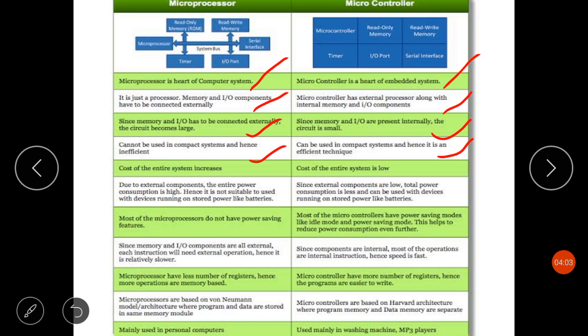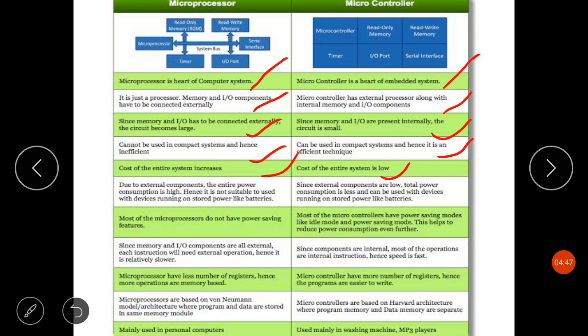Now, as the microprocessor is just a processor on the chip, it needs external components for its overall function, like the memory and the input output components. Since we are using external components with the processor, the cost of the entire system consisting of a microprocessor increases. Whereas in the microcontroller, since everything is embedded on the chip, we do not have to use any external components for its complete function. We can say that the cost of the entire system gets low, or reduces.